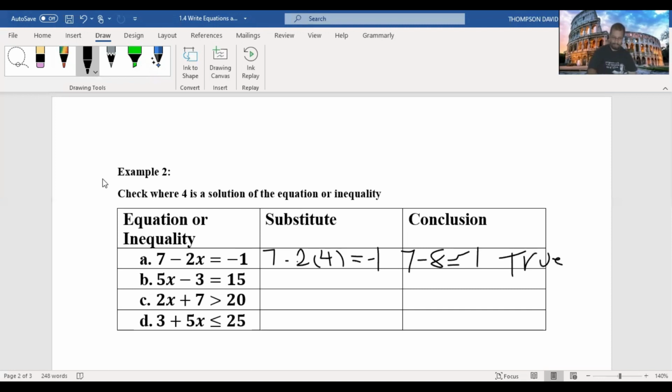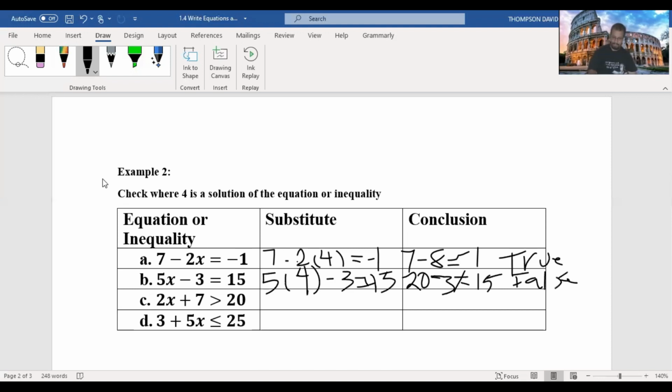Then we do the same trick for 5. 5 times 4 minus 3 equals 15. 5 times 4 is 20. 20 minus 3 equals, does not equal, 20 minus 3 is 17, which does not equal 15. So that's false, so it's not a solution.